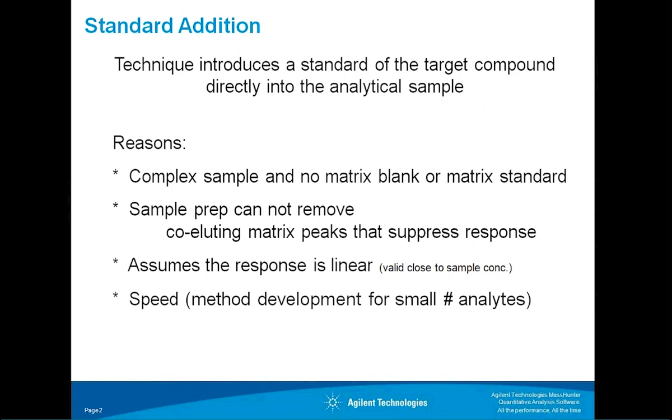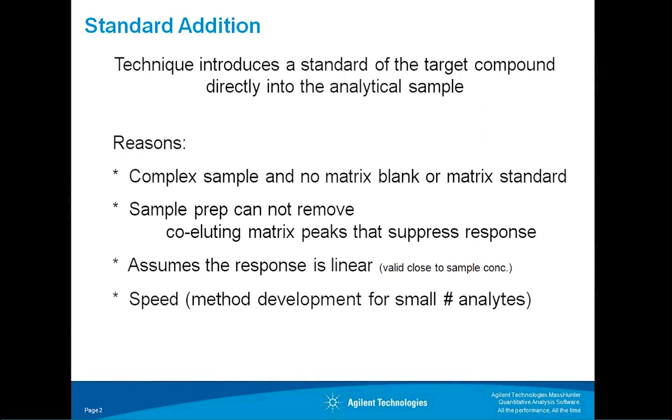Now, why would you do that? Well, one reason is you've got a complex sample and you cannot find a matrix blank or a matrix standard that is consistent. In other words, each sample that comes in potentially has a different matrix background. Another reason is you can't figure a sample prep methodology that will remove co-eluting matrix peaks, and those matrix peaks end up suppressing some response.